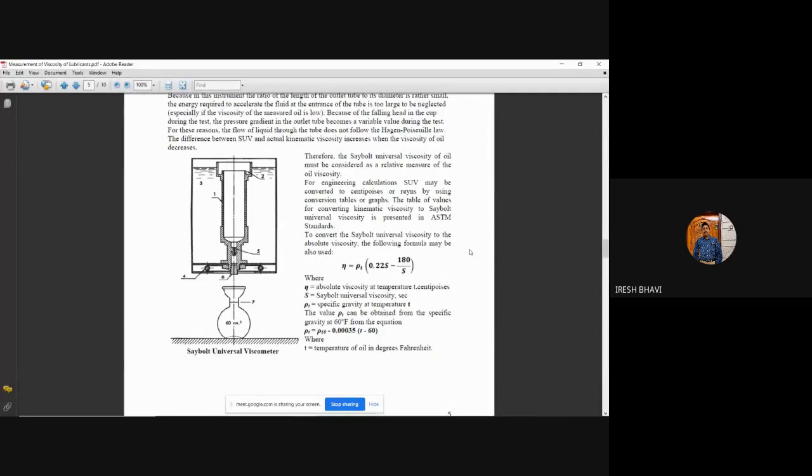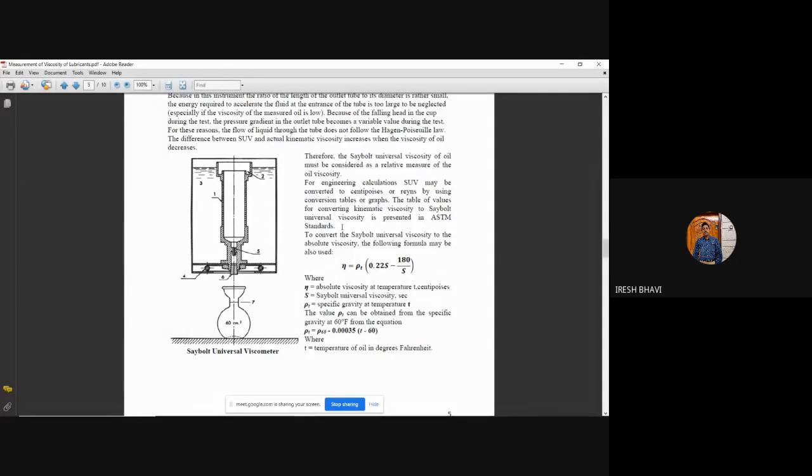Suppose one lubricant has a Saybolt universal viscosity of some value, maybe 100, and another has 125. Like that, we can compare that the second liquid has more viscosity than the first liquid, that is 25% more viscosity. Like that, we can compare the viscosity of different lubricants using this Saybolt universal viscometer. But we cannot directly measure the absolute viscosity or kinematic viscosity.